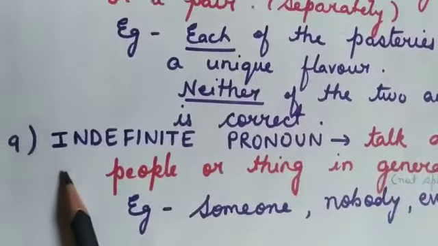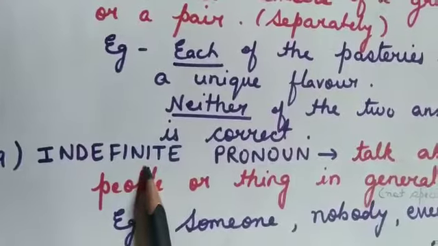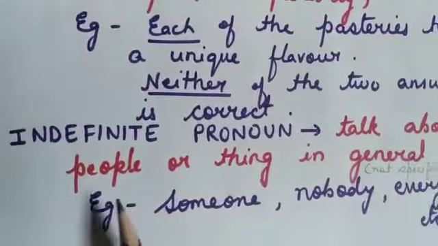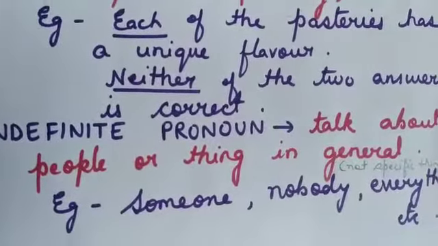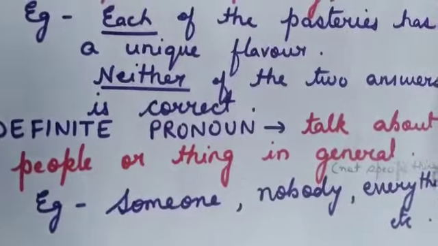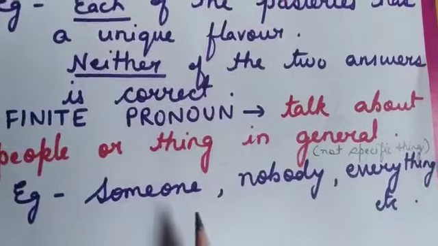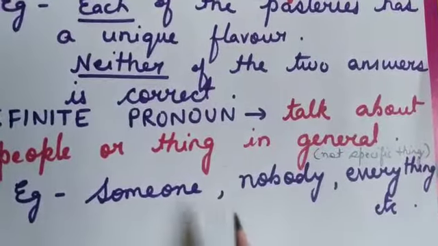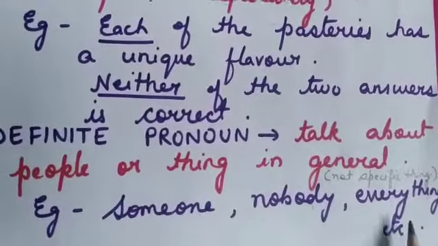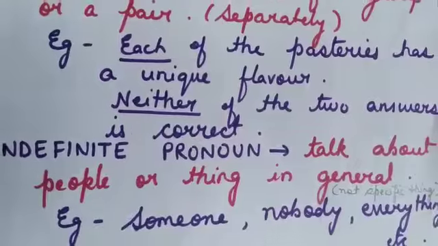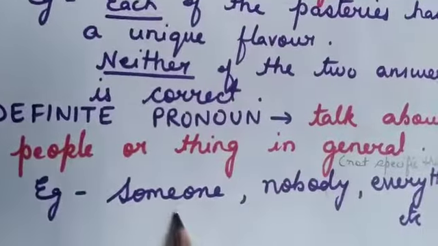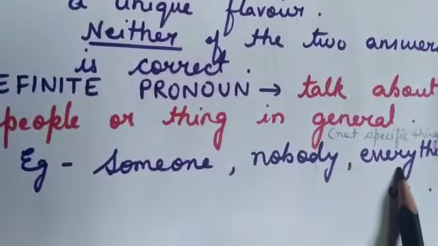Next, coming to the ninth number, indefinite pronoun. They talk about people or things in general and not anything specific. For example, someone, nobody, everything. Here I am not talking about that particular person or thing. I am talking about in general. So these pronouns are indefinite pronoun.